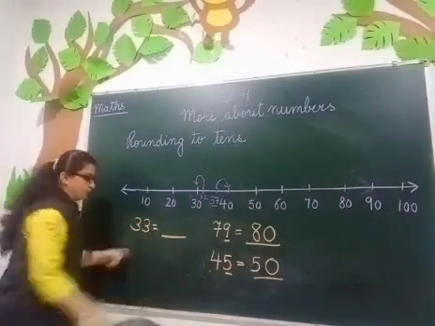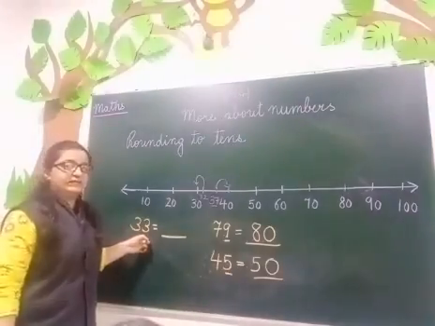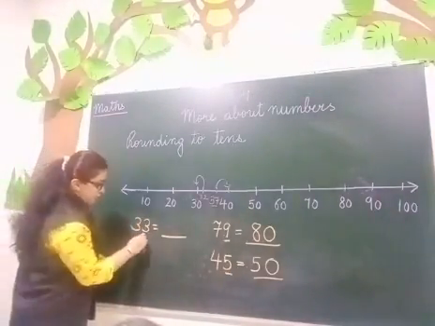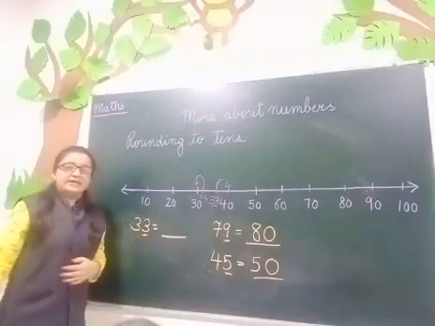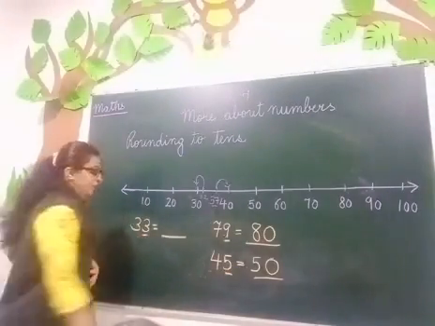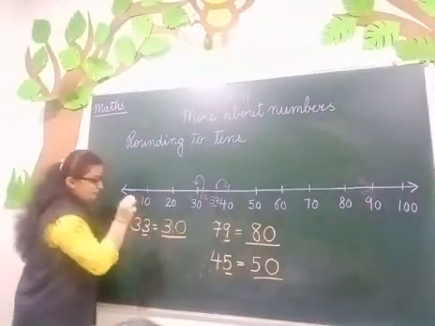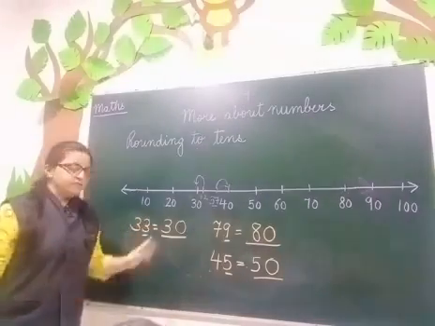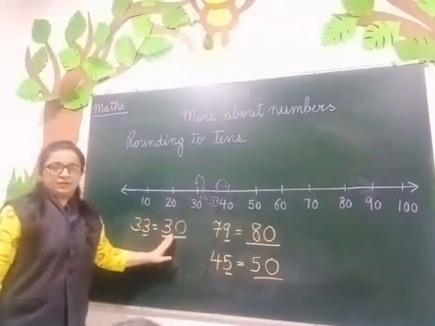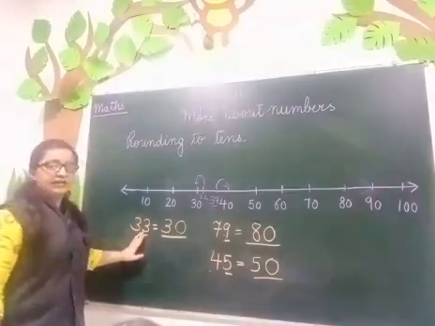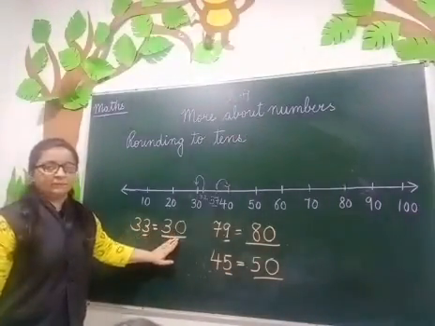33, you have to round off 33 to the nearest 10. So 3 is here at the ones place. Now what will you do? You will write 0 here at the ones place and 3 का same 3 लिख देंगे हम. We will not add 1. So 33 is rounded to 30.